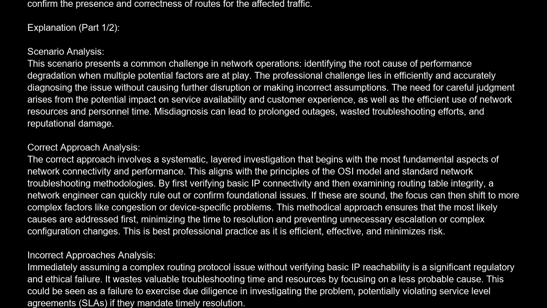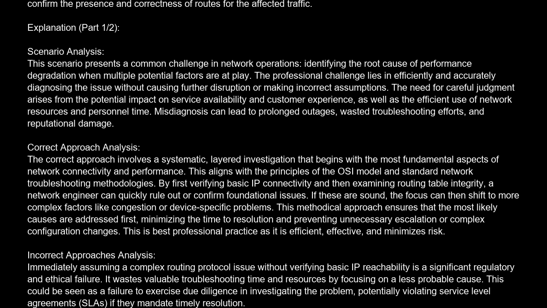problems. This methodical approach ensures that the most likely causes are addressed first, minimizing the time to resolution and preventing unnecessary escalation or complex configuration changes. This is best professional practice as it is efficient, effective, and minimizes risk. Incorrect approaches analysis. Immediately assuming a complex routing protocol issue without verifying basic IP reachability is a significant regulatory and ethical failure.